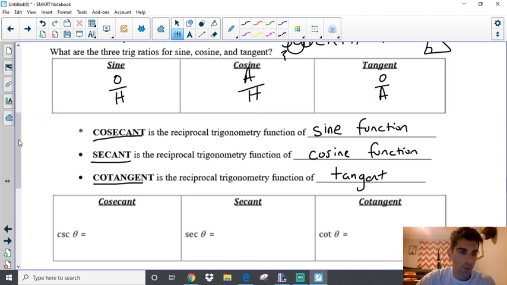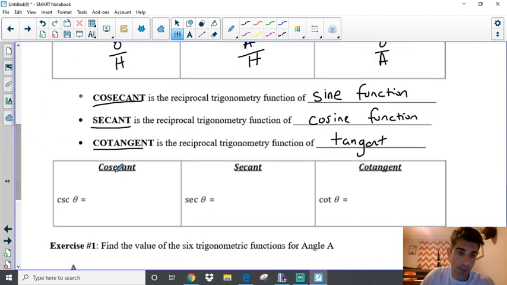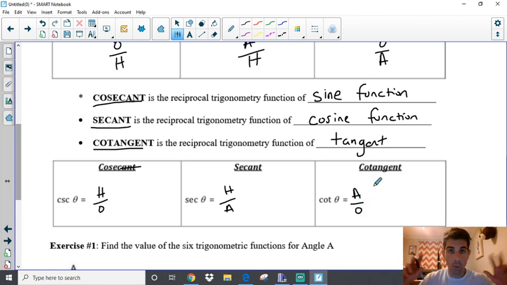Now here are their abbreviations. Cosecant, like cosine we call it cos, is CSC. Secant is SEC, and cotangent is COT. So take their reciprocals, flip it. If the sine is O over H, then the cosecant is going to be H over O. The secant would be H over A, and then the cotangent would be A over O. So that's just basically flipping their formulas upside down to make their reciprocals.